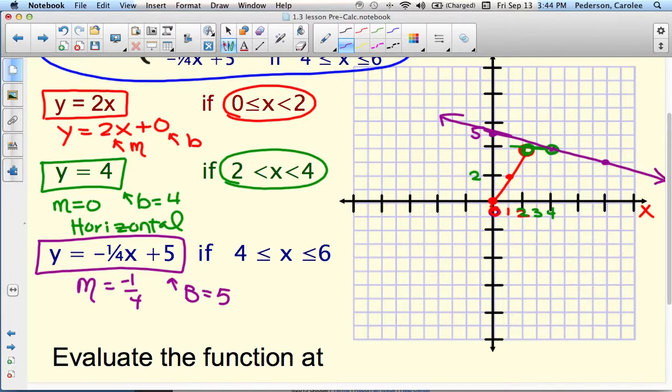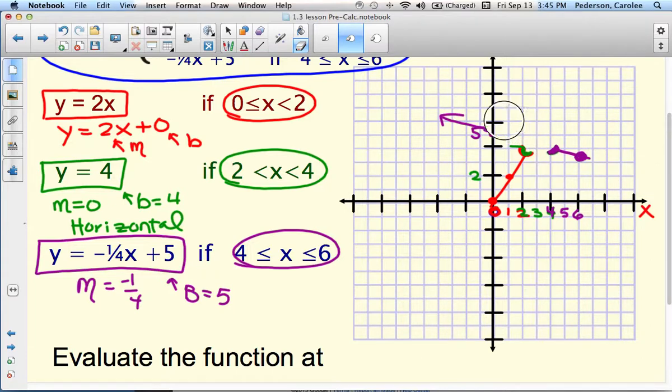Now we look at the domain restriction. The domain is between 4 and 6. So 4, 5, 6 we want to keep. So we're going to keep this piece all the way down to that piece. Now we erase everything else. So what we have now, the red, the green, and the purple, that creates our piecewise function.